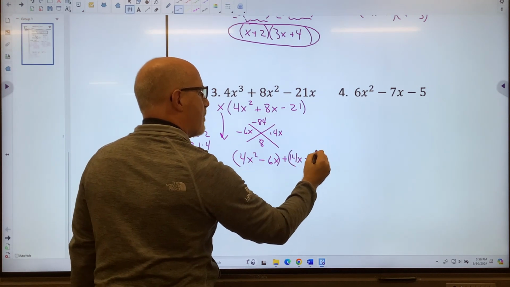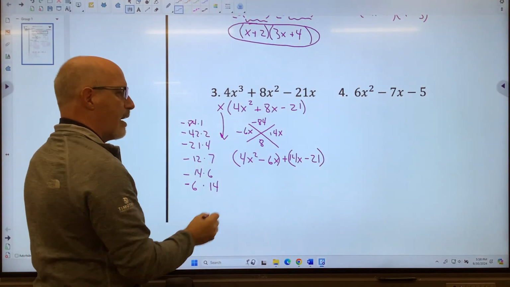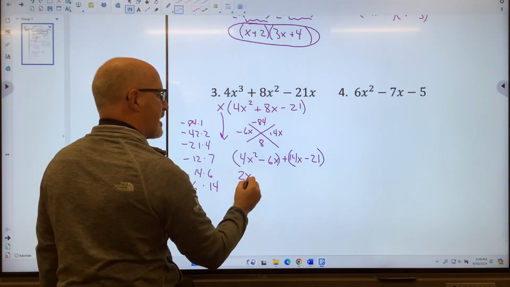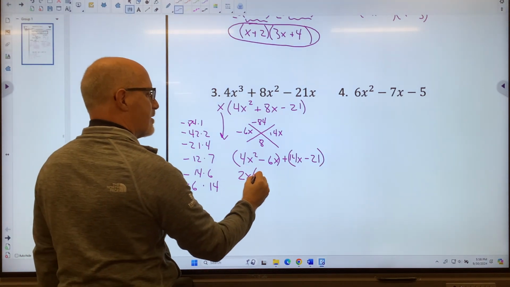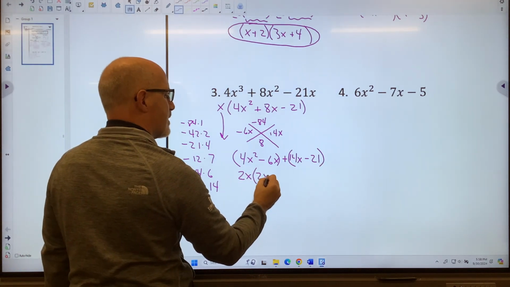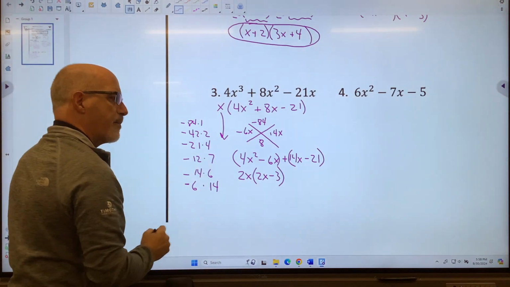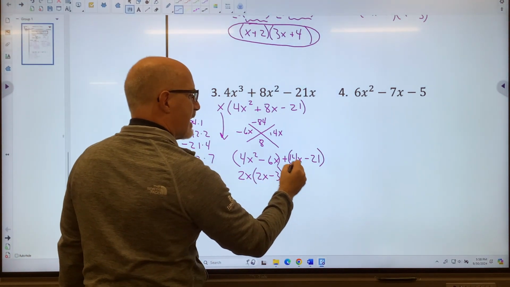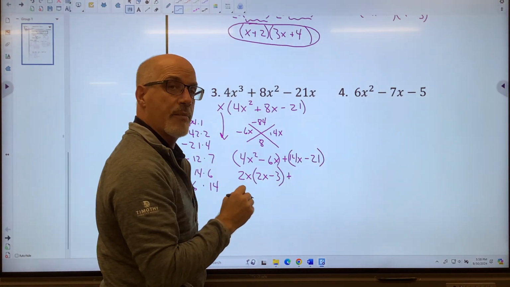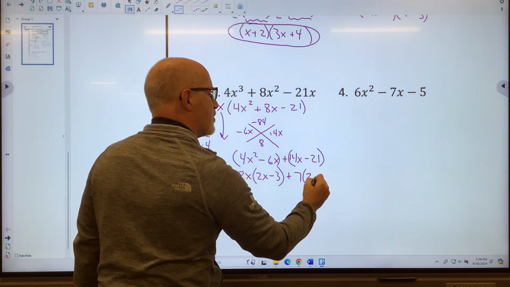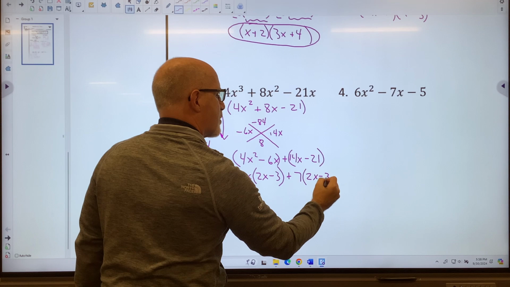Now look for common factors in these. I'm going to take a common factor here. I've got a 2, and I've got an x I can take out. When I take the 2x out, I'm left with 2x. When I take a 2x out of this, I'm left with just a 3. Now on this one, I've got a 7 in common between the two of those. So take out a 7, you're left with 2x, and then minus 3.